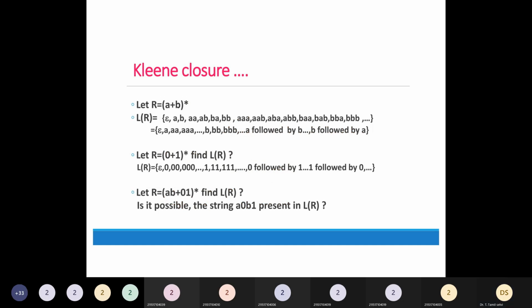So here are the examples of the closure operator, that is R equal to (a+b) whole star. Likewise we have R equal to (0+1) whole star, and you need to find the regular language. L is nothing but the language. From the regular expression you have to form the regular language here. And then the third one, the given regular expression R equal to (ab+01) whole star.